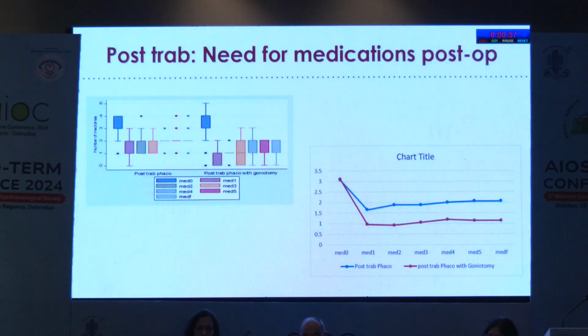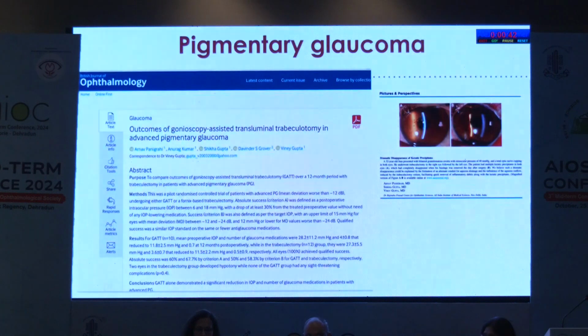So even in eyes with post-TRAB where they are needing medications, this surgery can be used as a salvage surgery rather than going for a re-TRAB, and even the needling is not working. So we can extract the lens along with doing a MIGS, and it does show good results.